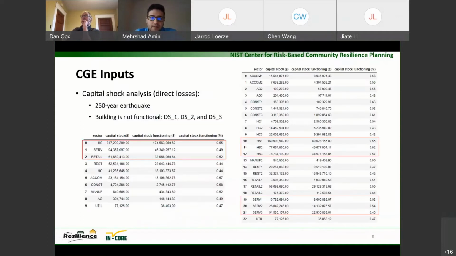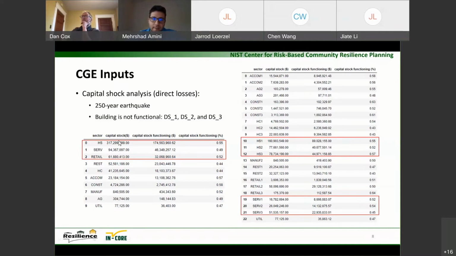This figure shows an example of the capital shock analysis in terms of the direct loss. This example is for a 250-year earthquake. The first scenario is that the building is not functional if it's located in damage stage 1, 2, and 3. The figure on the left shows the aggregated result for each sector.